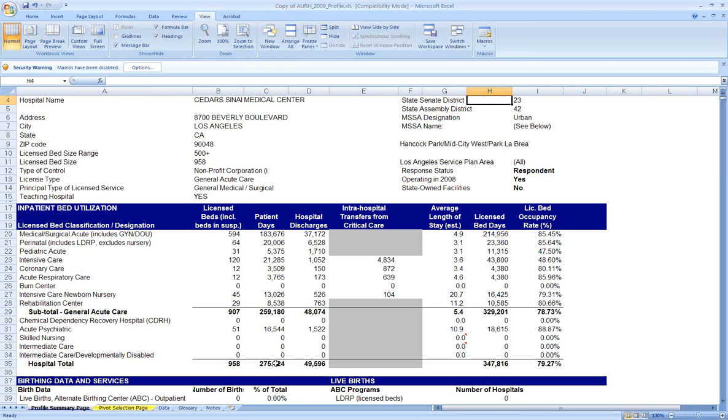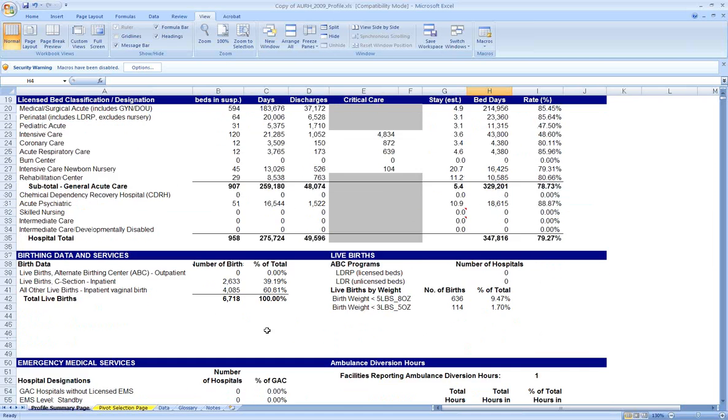The patient days here is an indication of the number of days that those beds were filled. And if you look here on the other side, where it says licensed bed days, this is if every bed was filled every day, the number of bed days they would have. So you can see here that when you divide the number of patient days by the number of licensed bed days, Cedars-Sinai has a licensed bed occupancy rate of 79.27% in 2009. Now, what you don't know in looking at this is, is that high, is that low, and I'll show you how to get some comparisons after we've gone through the sheet. It tells you the average length of stay in the various units, and it tells you the number of discharges. This is all for Cedars-Sinai.